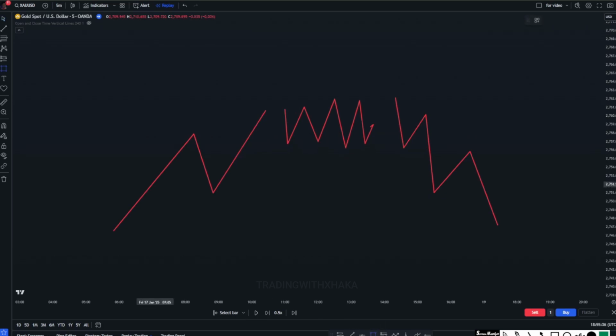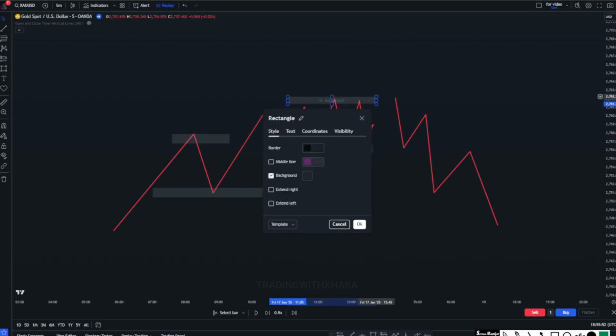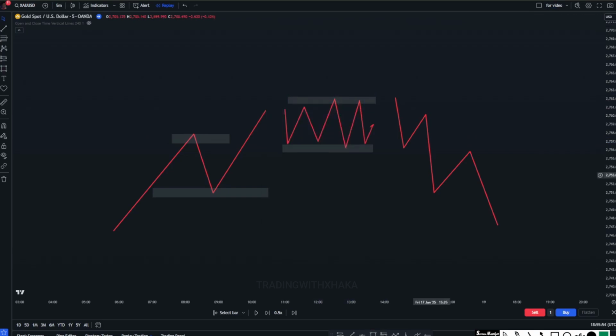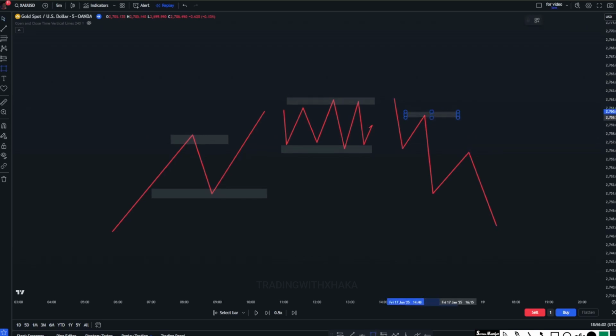Here is our internal range liquidity, and we have external range liquidity. Here is support, which is buy side liquidity, and here is resistance, which is sell side liquidity. Same thing when price is in downtrend. Here becomes our internal range liquidity, and here becomes our external range liquidity.